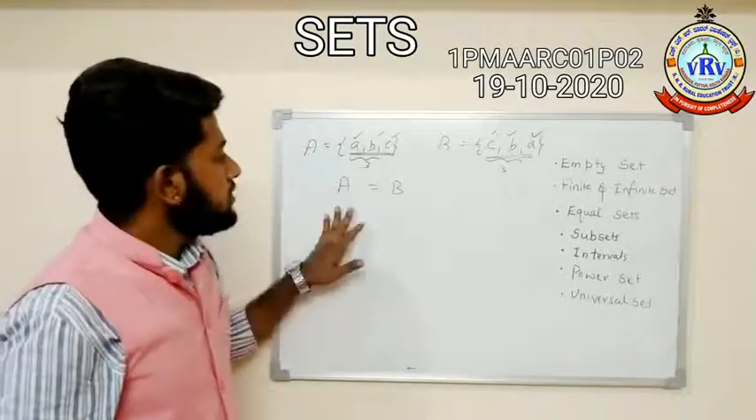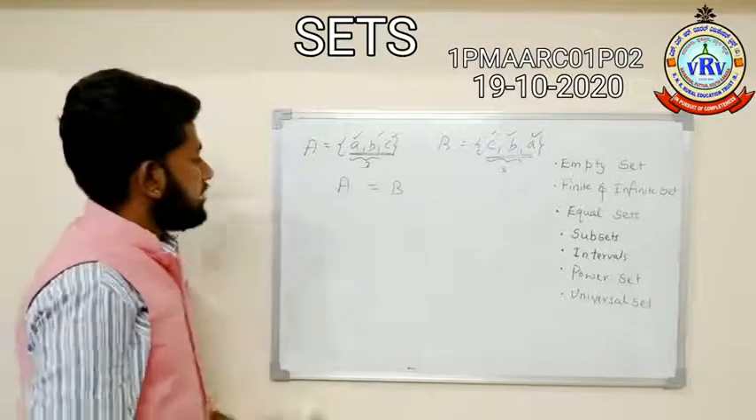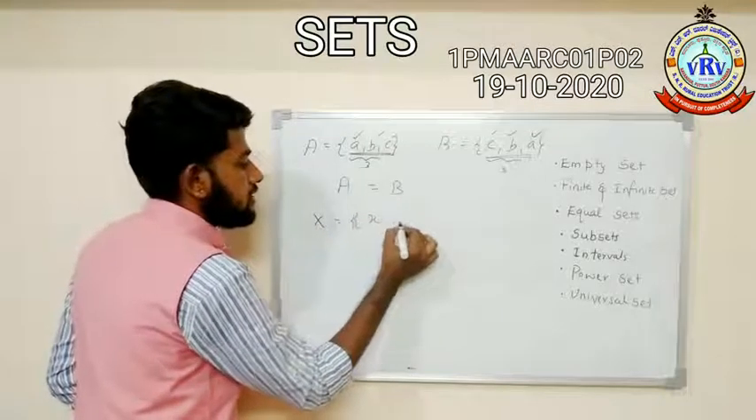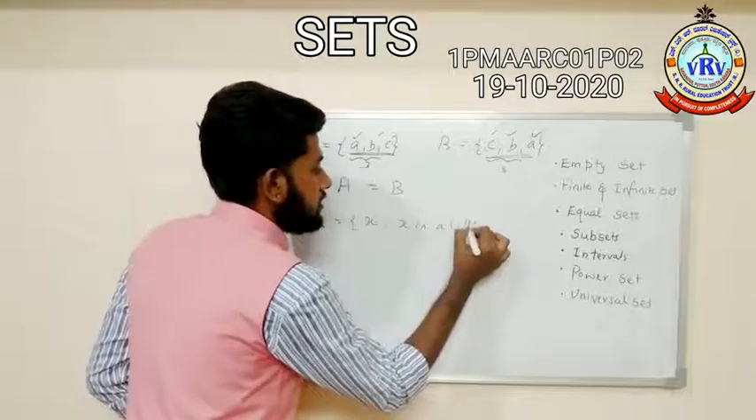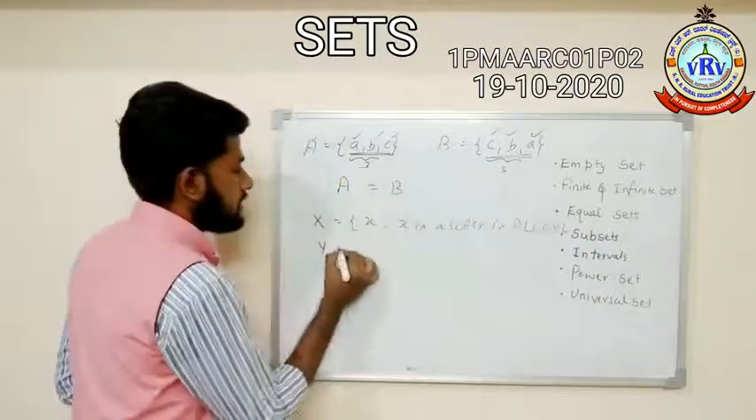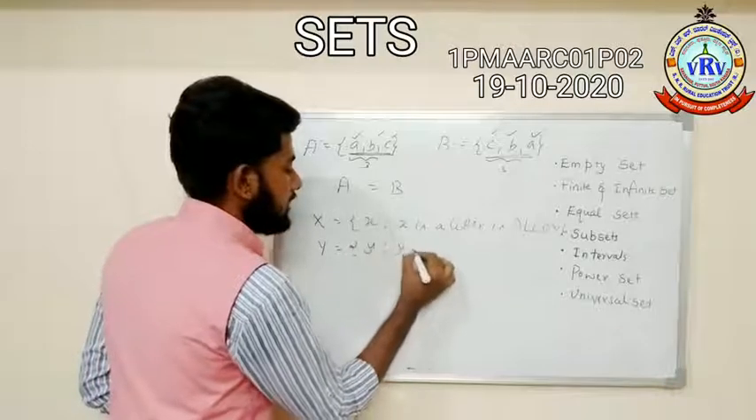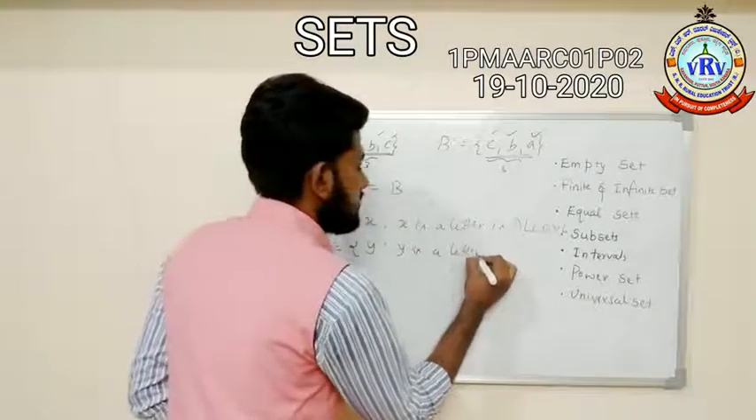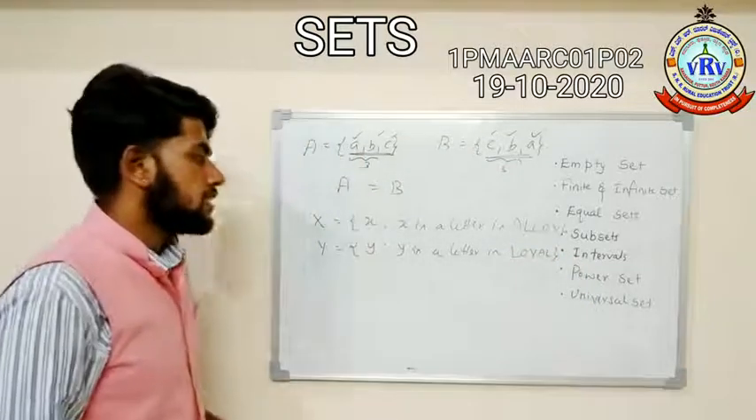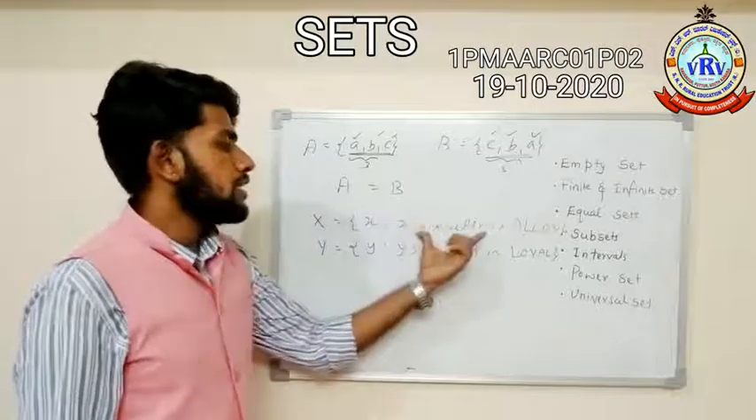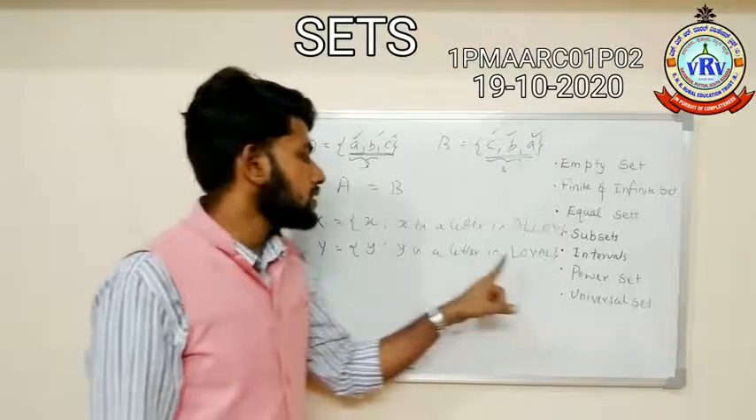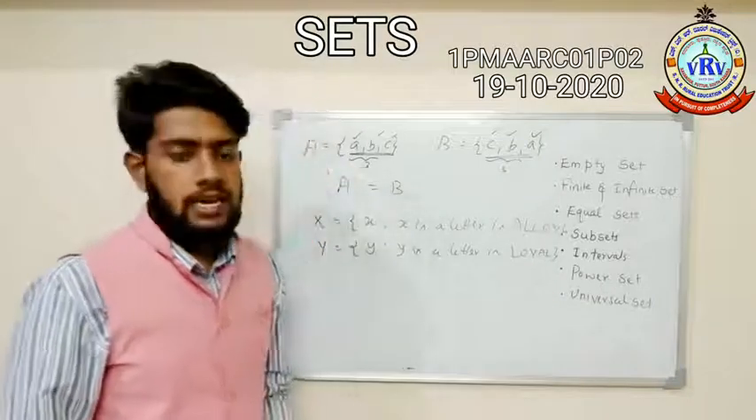So this is equal sets. If I write one set X such that X is the set of letters in ALLOY, and set Y is the set of letters in LOYAL. I am considering two sets X and Y. X contains the set of all letters in ALLOY, A L L O Y, and Y is the set of all letters in LOYAL, L O Y A L.